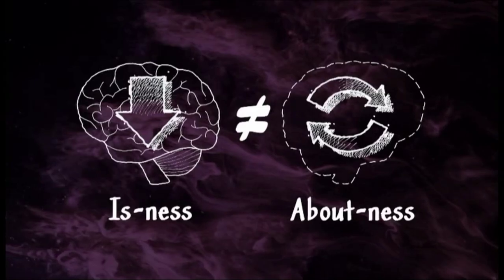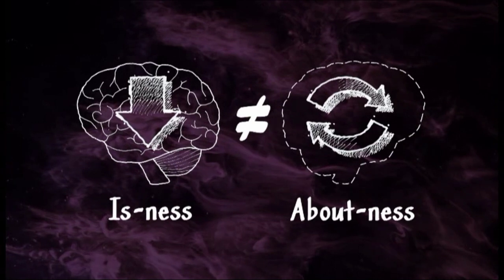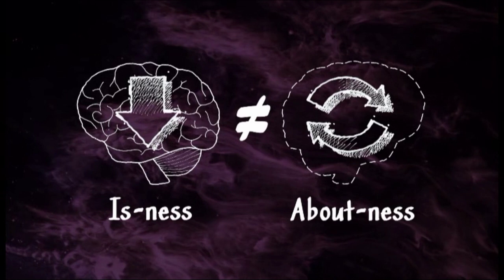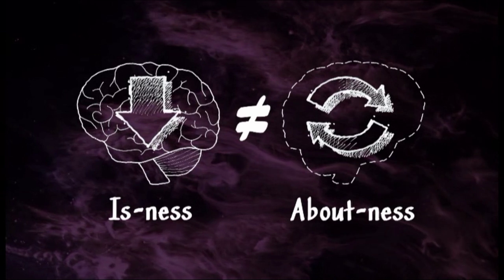So your brain exists, it's self-existent, but your thoughts, your mind, the activity in your mind, your mental states, they're dependent on something else. They are not self-existent. This difference I call the difference between isness, things that just are, and aboutness, things that are about something else. So this difference between isness and aboutness, as I call it, is yet another difference between your brain and your mind.